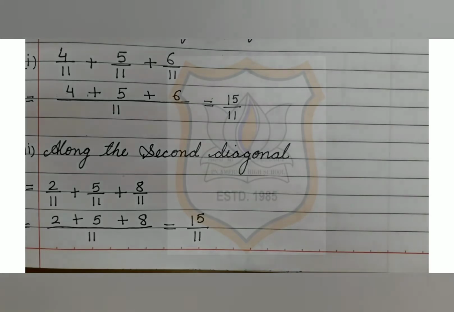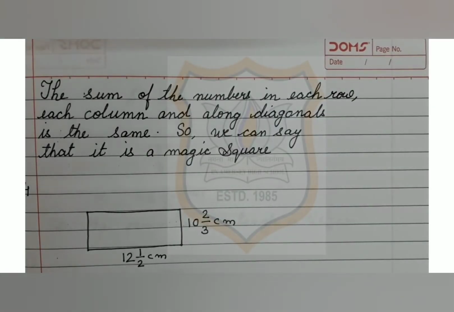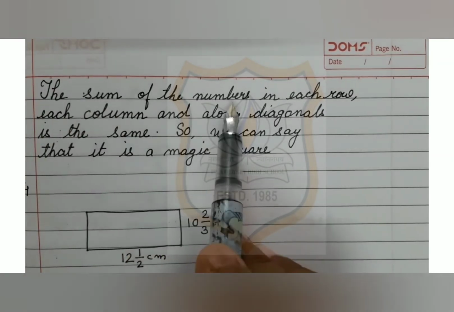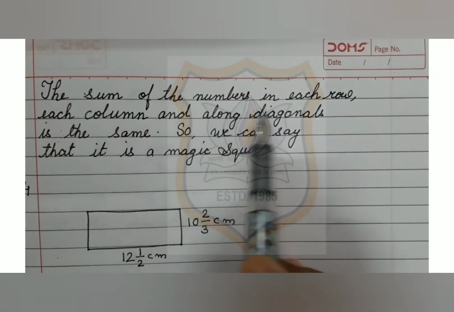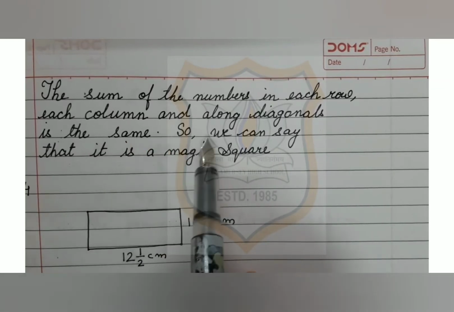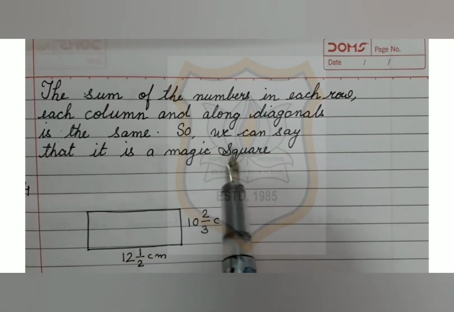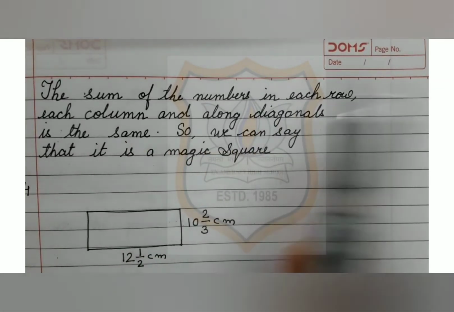By solving this magic square row wise, column wise, and diagonal wise, we can say that the sum of the numbers in each row, each column and along diagonals is the same. So we can say that it is a magic square.